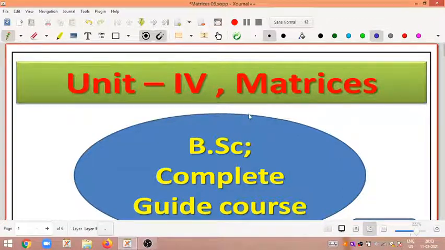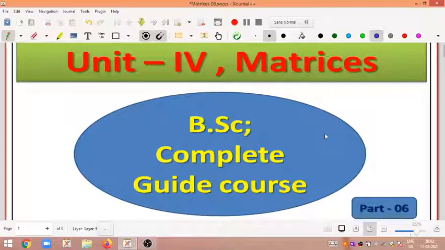Now, I want to introduce the fourth unit, matrices, under BSc of Tumkur University. Under the heading of matrices, I already did part 1, part 2, part 3, part 4 and part 5.